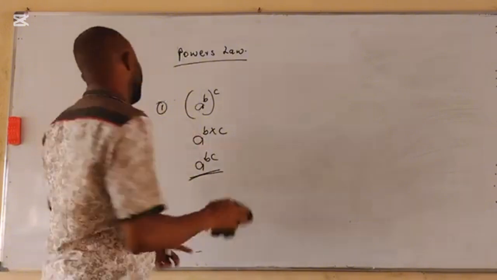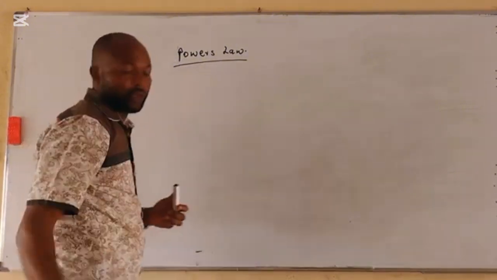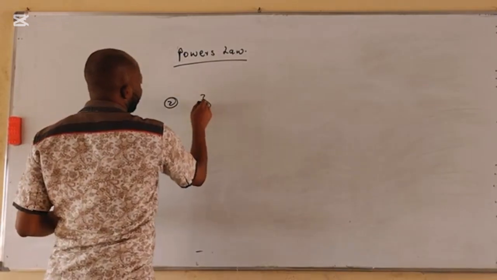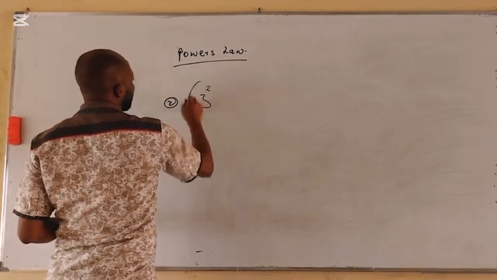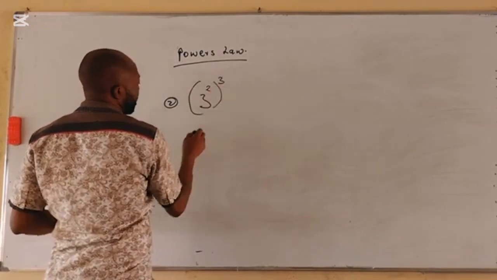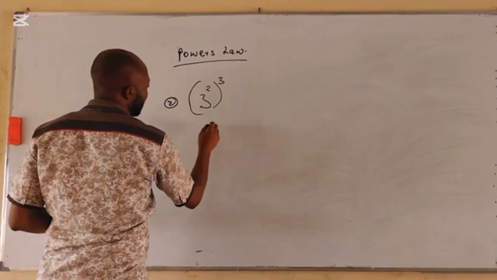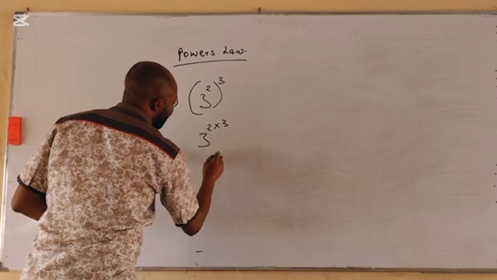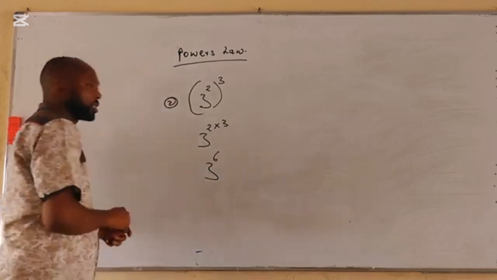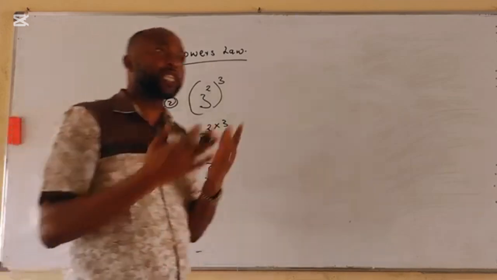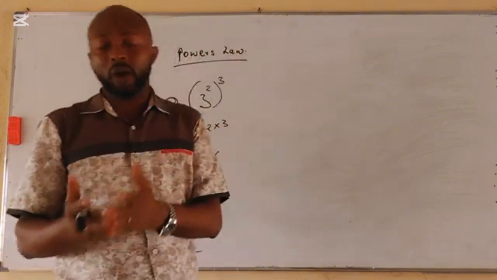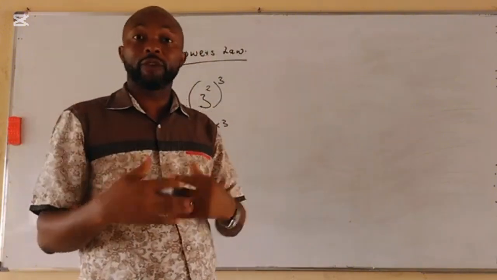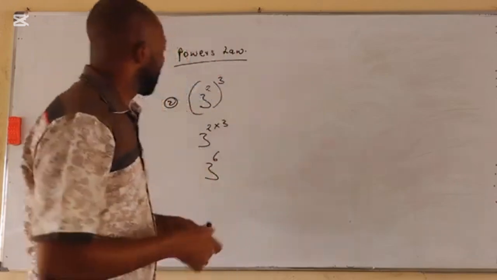Let's take another example. Example 2: 3 raised to the power 2, raised to the power 3. This is the same thing as 3 raised to the power 2 times 3, which is 3 raised to the power 6. This is the power law. When a number is raised to a certain power, which is again raised to another power, that number is said to be in powers, and the powers are multiplied together for the final result.